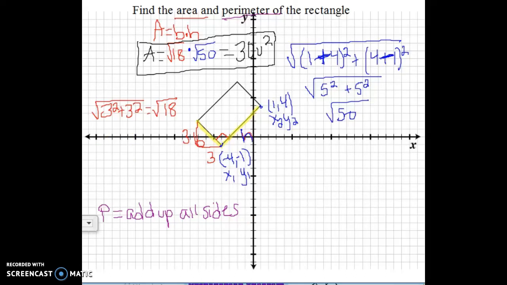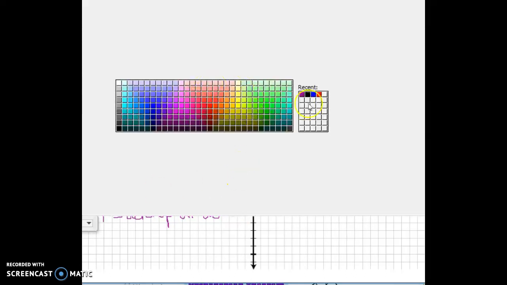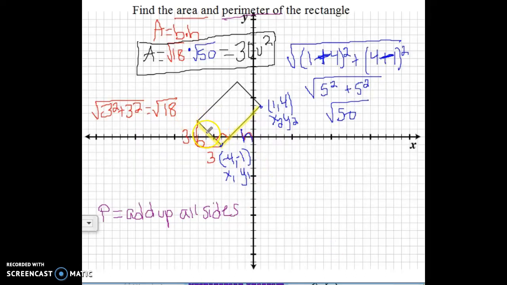Okay, so I know that this side is the square root of 18. And because it's a rectangle, I also know this side is the square root of 18. So I'm going to go ahead and put those down here. And then I also know that this one was the square root of 50. And again, since it's a rectangle, its opposite side is congruent. So I'm going to add those.